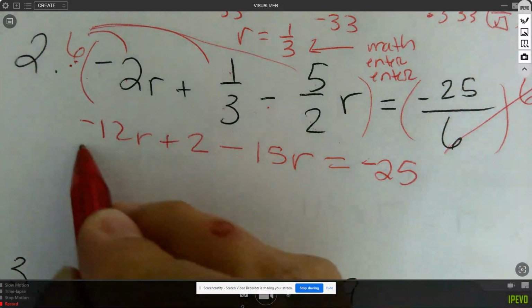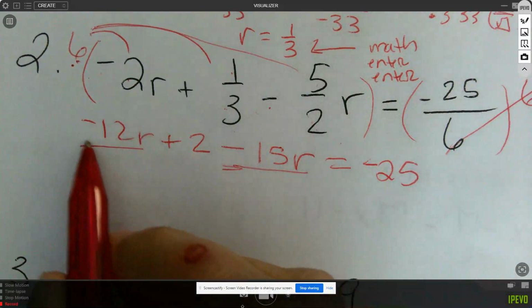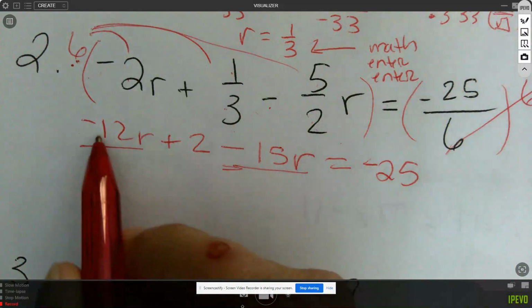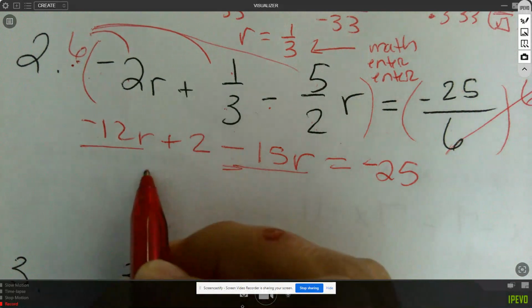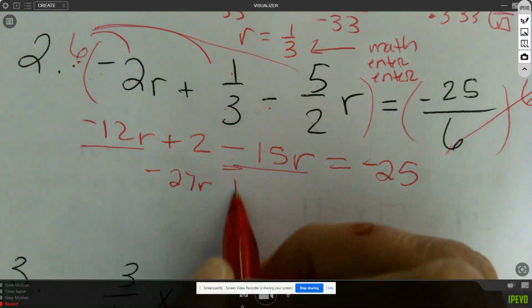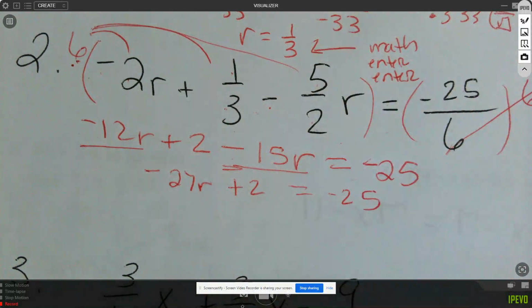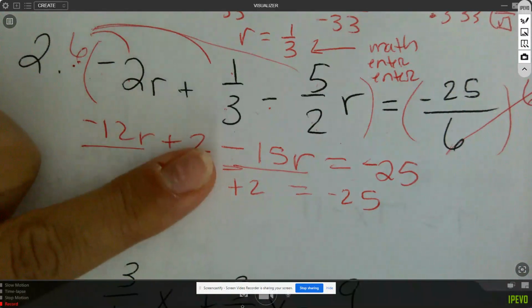All right, now on the left side, I do have like terms. I have a like term here and a like term here. Same side of the equal sign, use same signs. So negative 12 minus 15 is going to be a negative 27r. Bring down what I haven't used, which is the plus 2, the equals, and the negative 25. Now you have a two-step equation.